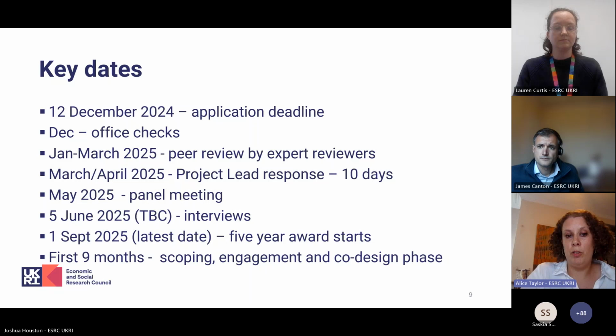The latest date by which the funding can begin is the 1st of September, and that's when the award, which would last for 5 years, would start. And I think this is really important, this last point, and it speaks to everything we've been talking about in terms of working collaboratively. We've allowed the first 9 months of the grant to be a period of scoping and engagement and co-design, and that's really providing the applicants with an opportunity to further develop their plans in consultation and collaboration with important stakeholders.